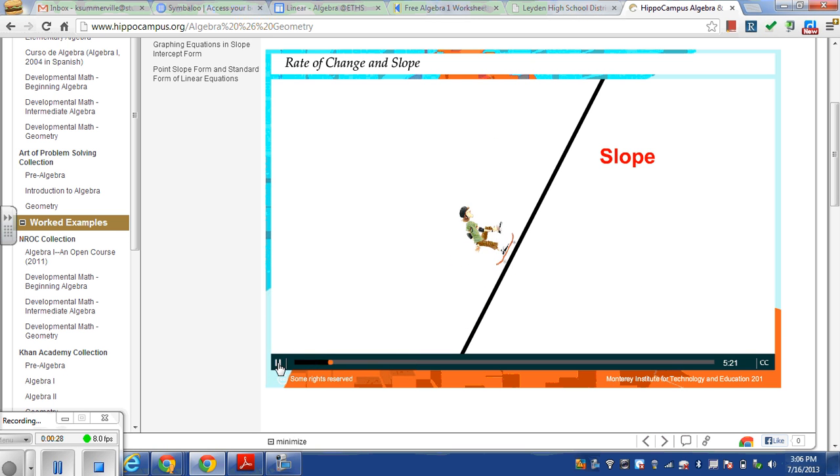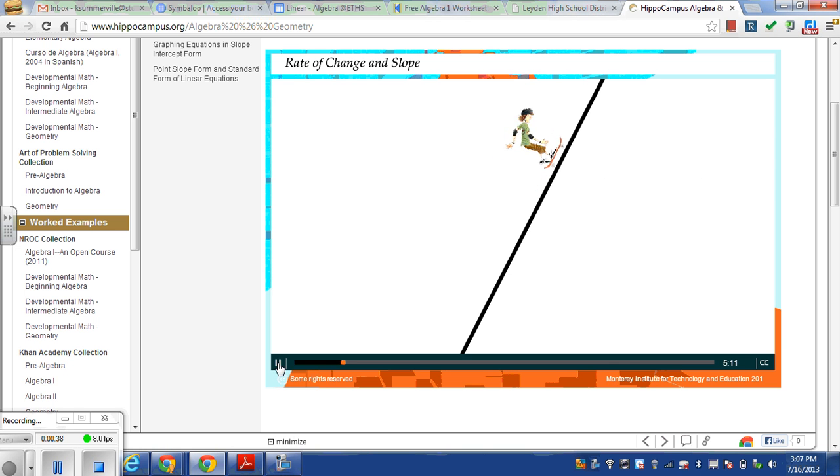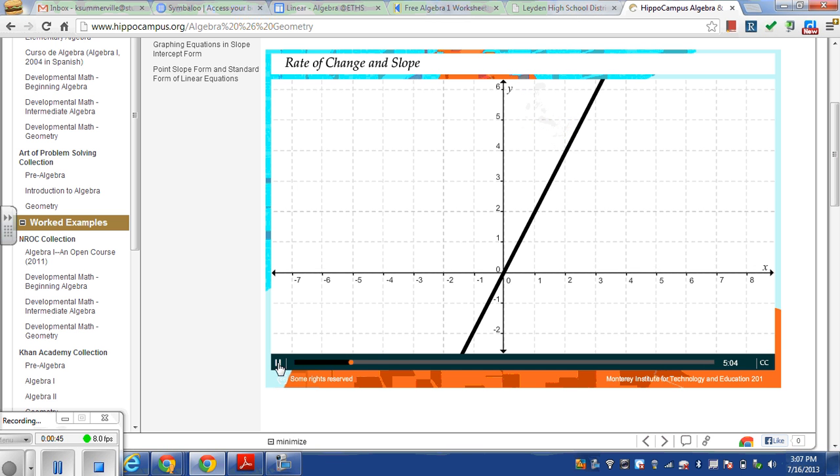Slope is the ratio of these two movements. More exactly, slope is the rate of change of the vertical movement for each unit of horizontal movement. We can see that Nick's road is steep, but how steep is it? To find out, let's draw the hill as a line on the graph.